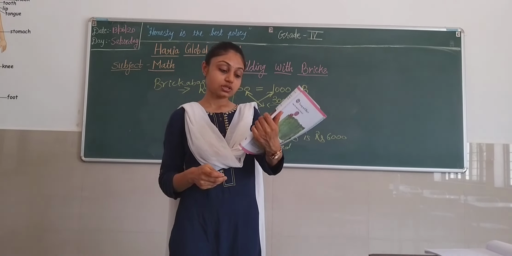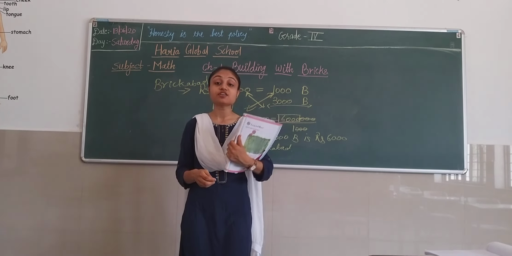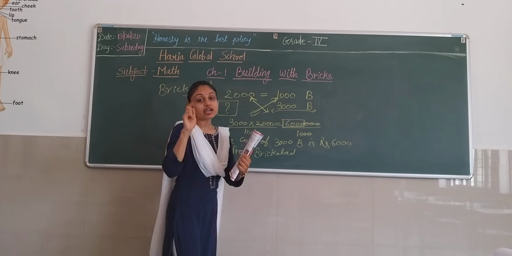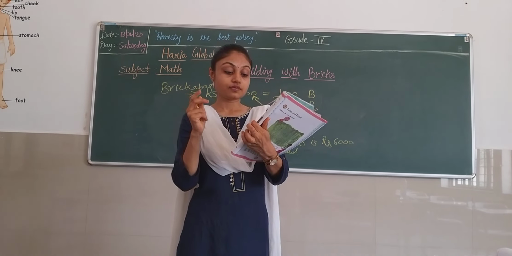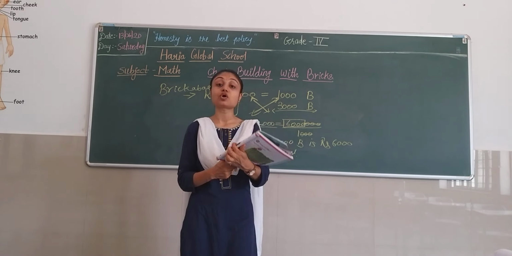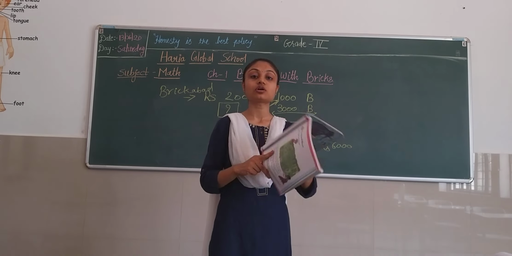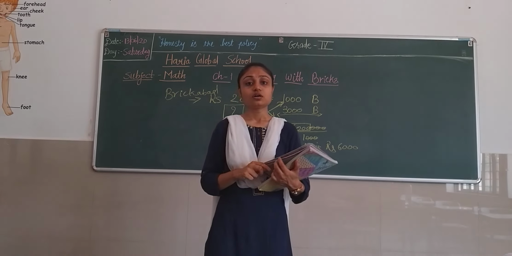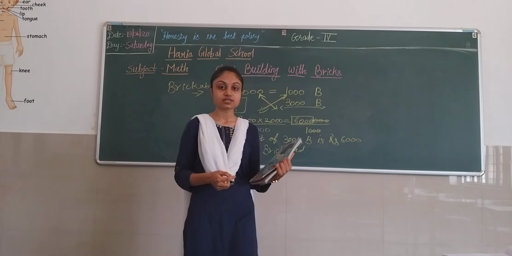Now the next question is, guess what he will pay if he buys 500 old bricks for rupees 1200 for 1000 bricks. This question you have to solve in your classwork book. If you don't remember, then please revise it from the old worksheet and solve this in your classwork book.